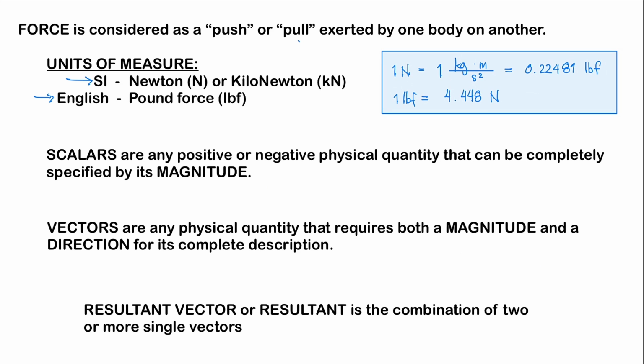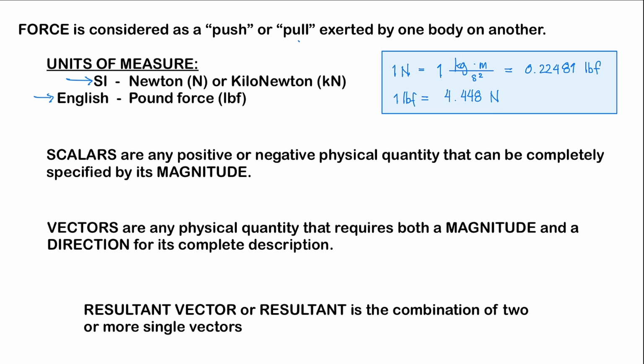Now, all physical quantities in engineering mechanics are measured using either scalars or vectors. Scalars are any positive or negative physical quantity that can be completely specified by its magnitude. Examples of this may include your length, mass, volume, time, and so on and so forth. As long as you can express that quantity by just using the magnitude, we could consider that as your scalar.